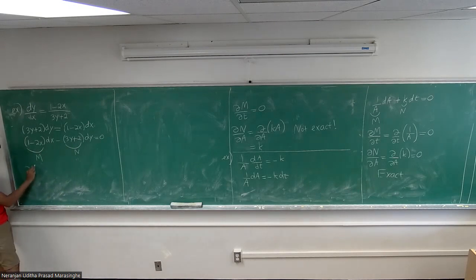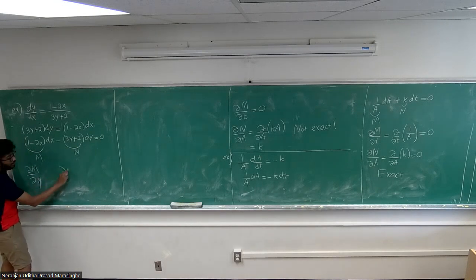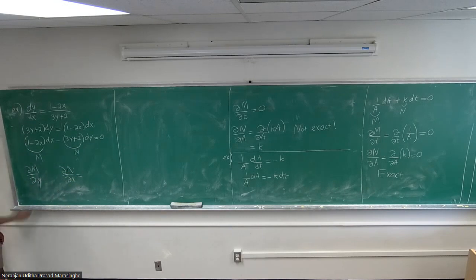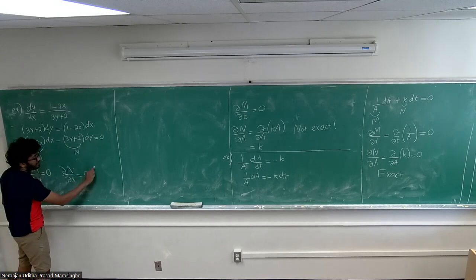Okay. What can you say about ∂M/∂y and ∂N/∂x? What is the derivative of M with respect to y? Now M consists of x, right? So if you take the derivative of M with respect to y, it is going to be 0. And if you consider N, it consists of y. So if you take the derivative of N with respect to x, it is also going to be 0. Okay. So this is exact.